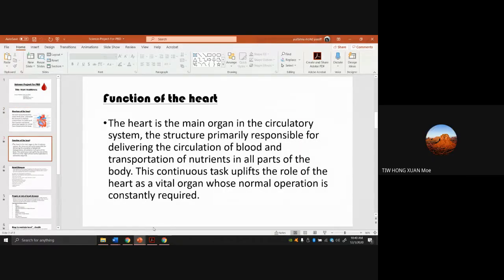And the function of the heart. The heart is the main organ in the circulatory system. The structure is primarily responsible for delivering the circulation of blood and transportation of nutrients to all parts of the body. This continuous task highlights the role of the heart as a vital organ whose normal operation is constantly required.